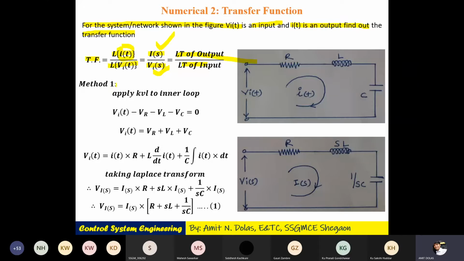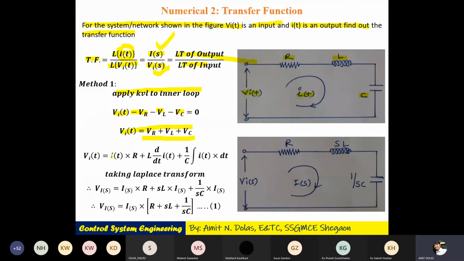Here again I applied method 1 where the circuit is in time domain form. So I applied KVL to the loop. There is only one loop. So Vi of t minus the resistance drop, that is VR, minus the inductor drop, that is VL, minus the capacitor drop, that is VC, will be equal to 0. So Vi of t is equal to VR plus VL plus VC. So we'll write these voltages in the form of current.